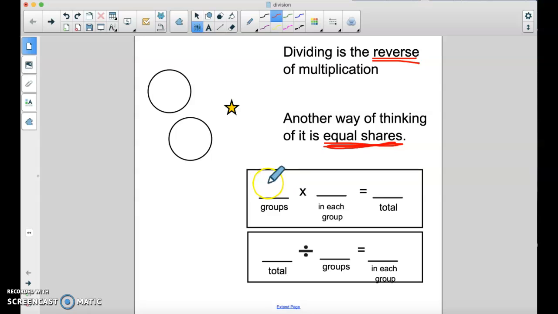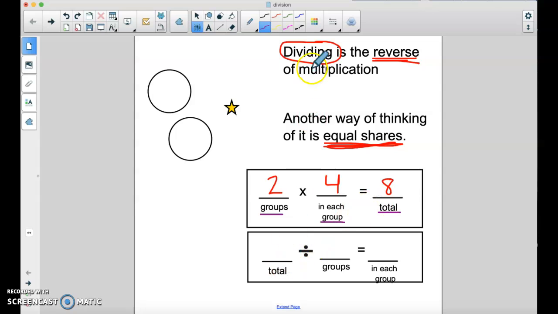So when I think of multiplication, pretend I had multiplication here and I said 2 times 4. Well, you know that anything times 2 is double. So 4 plus 4 is 8. So 2 times 4 equals 8. Now to flip-flop this around and reverse it to make it a division, all I need to do is think of my sentences like this. Groups times in each group equals our total.